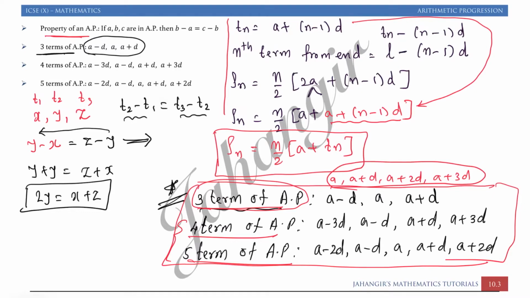Hope you have understood the concepts. Again, I will just go through the concepts. In concepts, arithmetic progression is what? It's a sequence. Sequences are of many types.